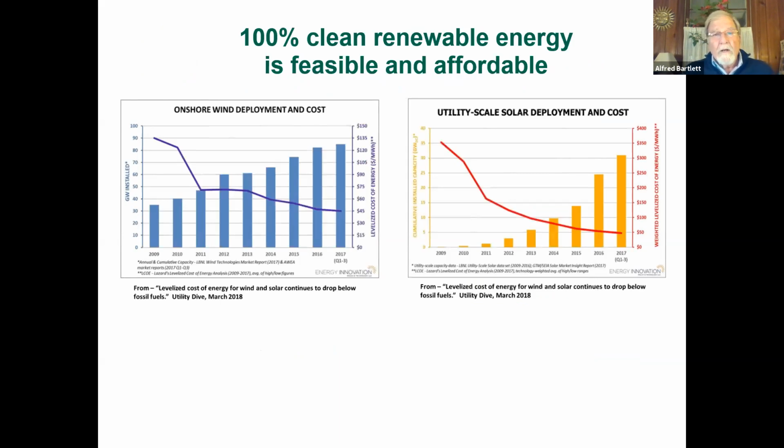These two graphs from Lazard, which is a well-respected analyst of the economics of the energy sector, show just in the last 10 years the remarkable drops of cost in both onshore wind and, on the right-hand side, utility scale solar, to the point now where onshore wind and utility scale solar are competitive with, and in some cases cheaper than, fossil fuel generated electricity. And offshore wind, which is one of the greatest potential clean renewable resources that Maryland has access to, also made a big step this year.